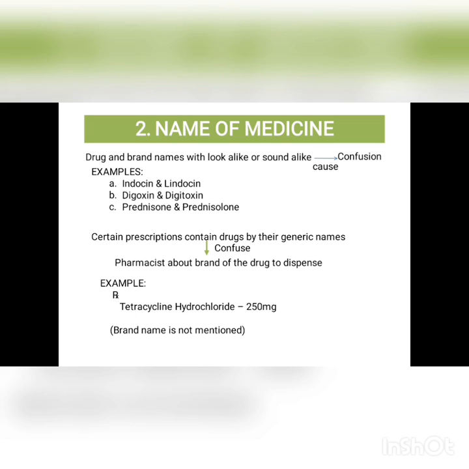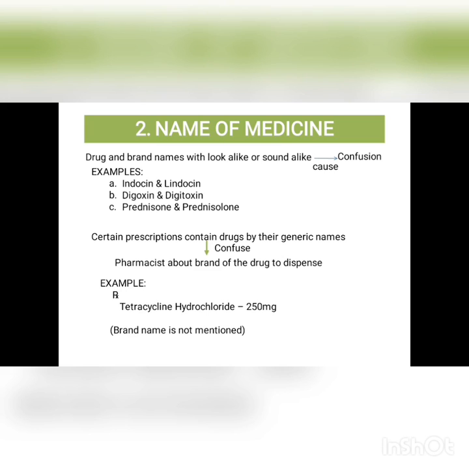Then next one, name of medicine. There are many drug and brand names that may look alike or sound alike. This may cause confusion. For example, indocin and lindocin, digoxin and digitoxin, prednisone and prednisolone. All these sets have similar sounding names.